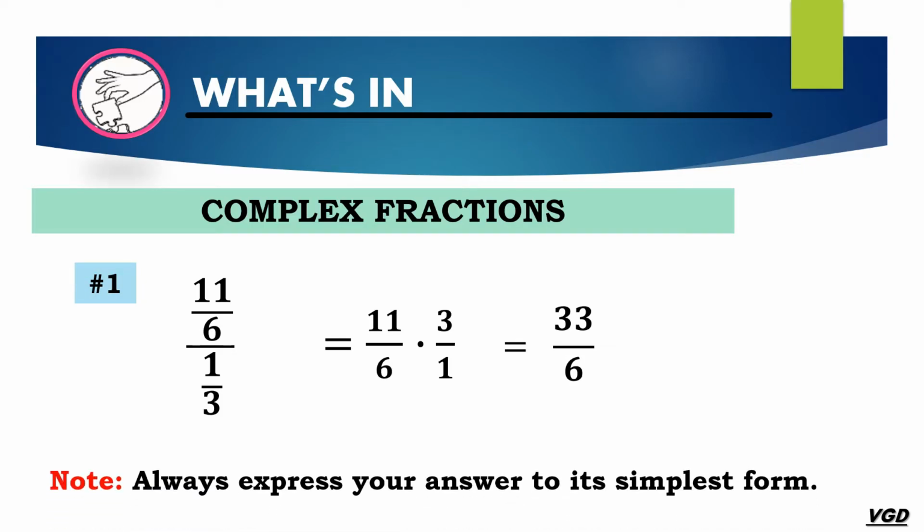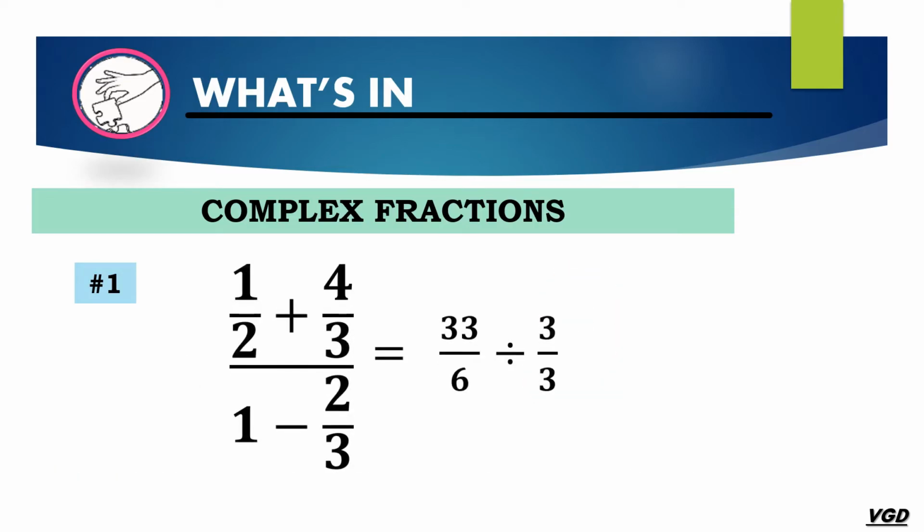And do not forget to always express your answer in its simplest form. So can we still simplify 33 over 6? Yes, and to simplify, we divide 33 over 6 by the GCF 3 for both numerator and denominator. So we got the simplified expression 11 over 2. So that's for number 1.